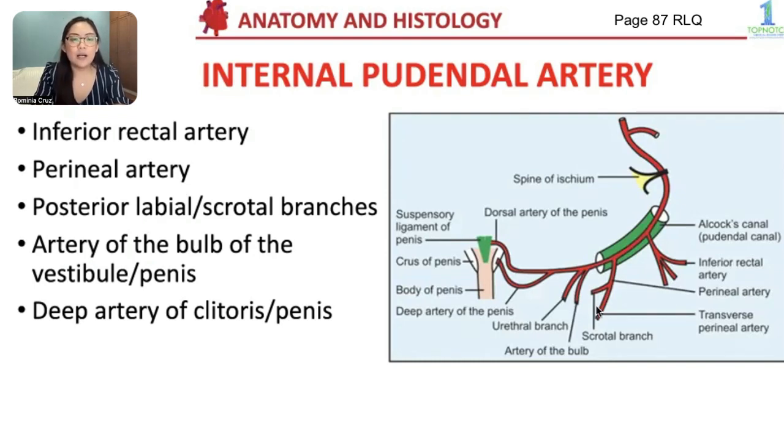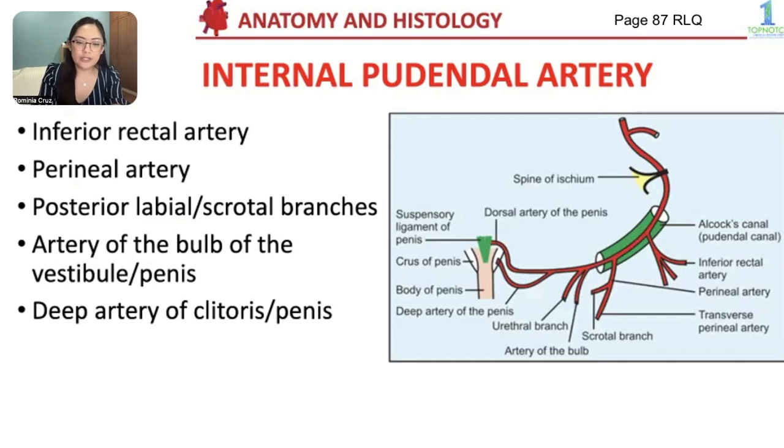It then sends off several branches. First, it would send off a branch to the external anal sphincter. This is called your inferior rectal artery. Then you have your perineal branches, which would supply your ischiocavernosus, vulvocavernosus, transverse perineal muscles, and the skin of your perineum. So all the muscles in your perineal area. Then you have branches to the posterior labial or scrotal arteries. Then a branch to the bulb of the vestibule or penis for the corpus spongiosum, and then dorsal arteries to the clitoris or the penis, and deep arteries to the clitoris or the penis.